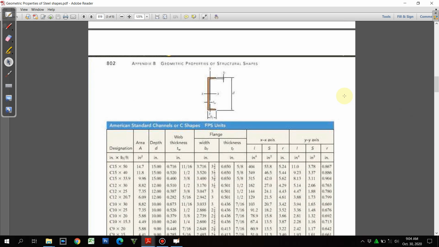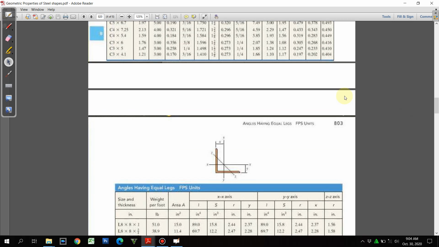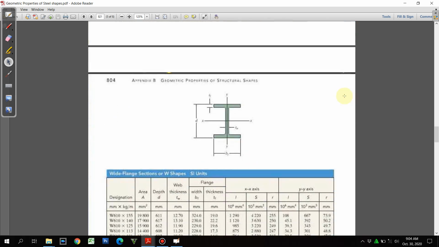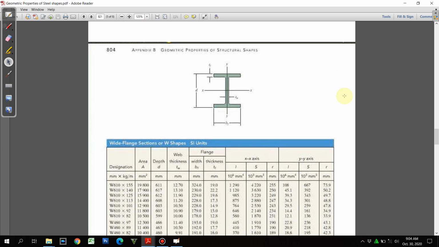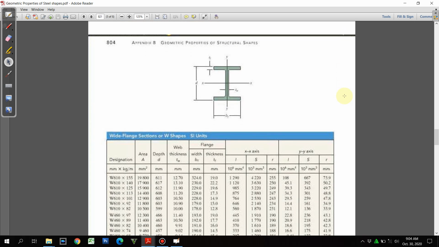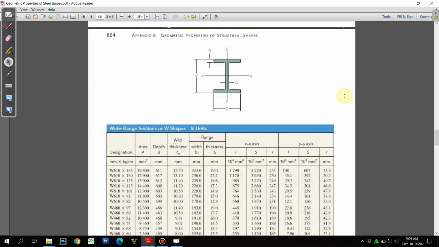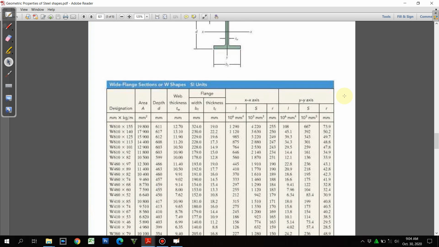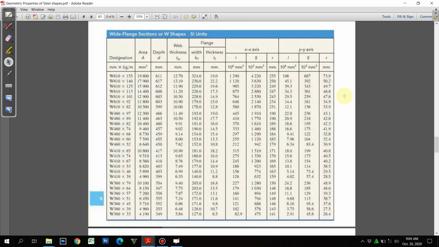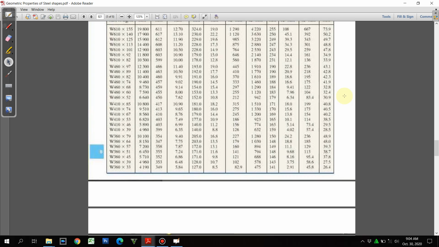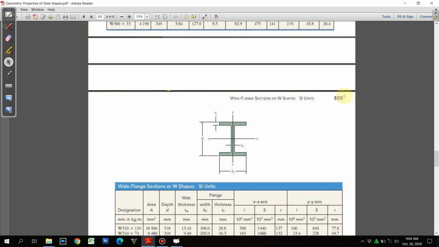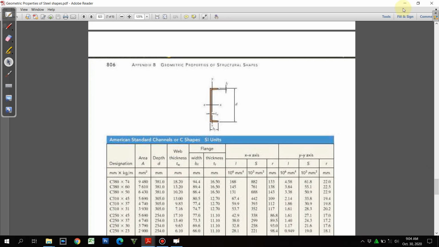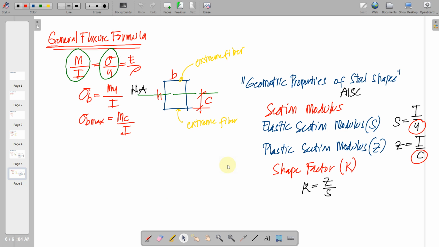So another example would be a channel bar and then an angle. So here we have the table in terms of SI units. Again, your inertia, section modulus, and radius of gyration are presented on various different shapes. So that is for the table. And we go back to our topic, the section modulus.